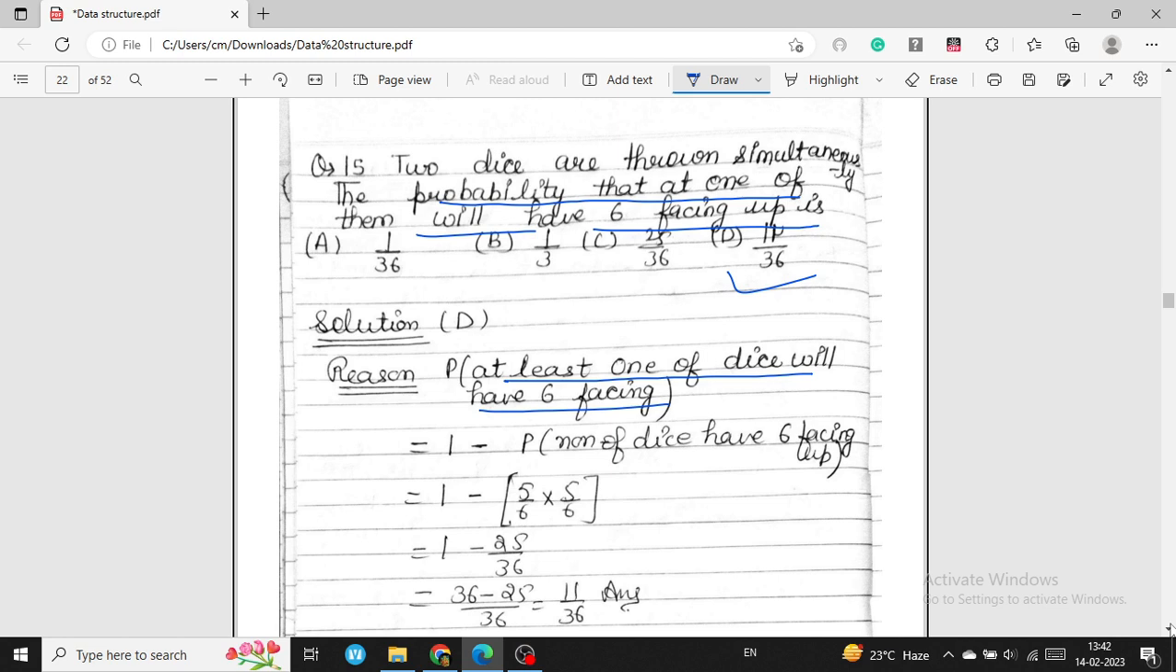You can see those dice which do not face up 6, that is 25 by 36.